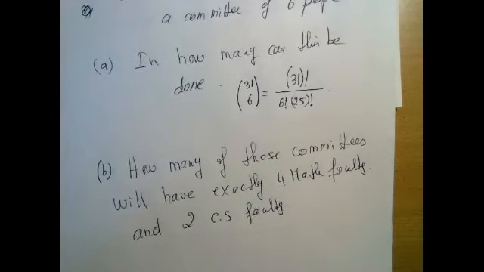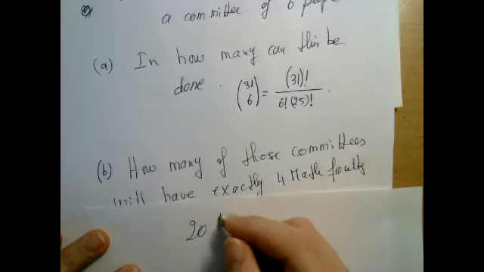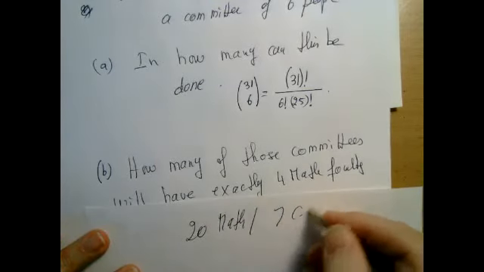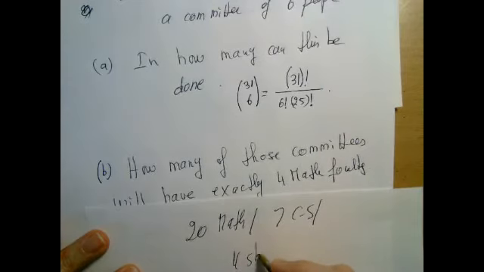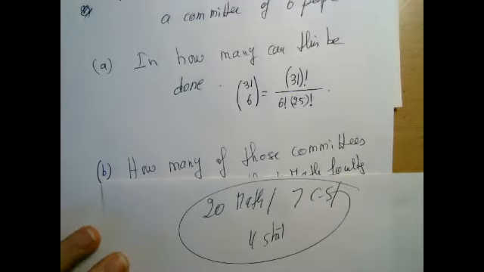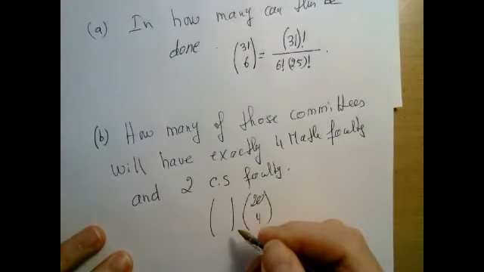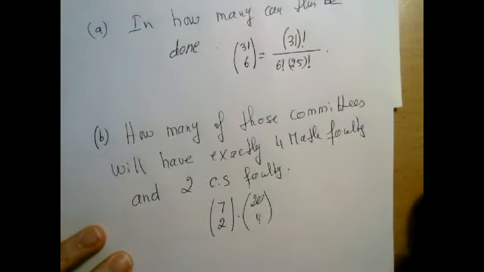I forgot the total number of each faculty, but is it? It's a good point. Yes, it's a good point. We have 20 math, 7 CS, and we have 4 stat. So is it 20 choose 4 times 7 choose 2? I don't know. Okay, so you're suggesting 20 choose 4 times 7 choose 2. Is your classmate correct?